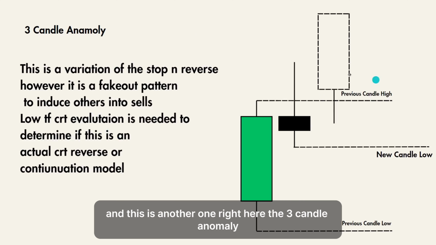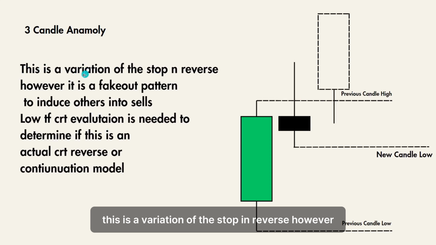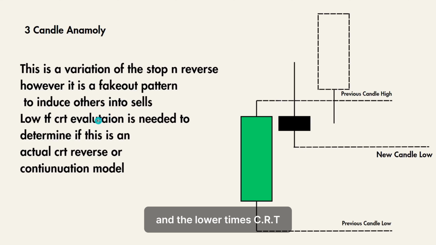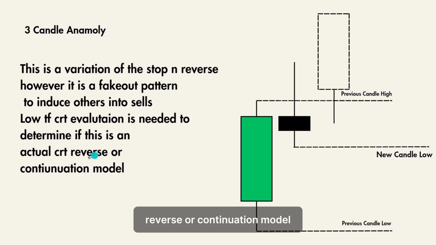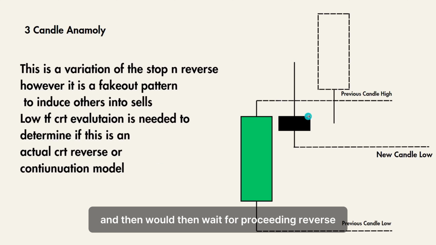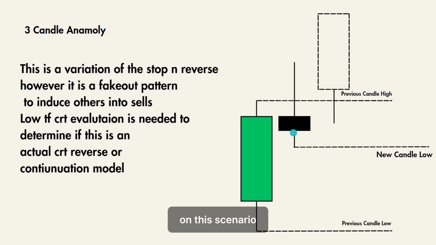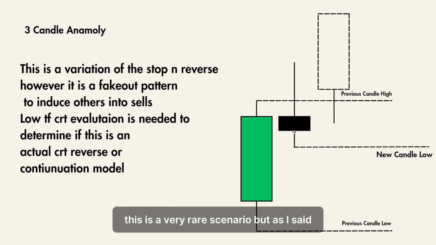Now, this is another one right here, the 3 candle anomaly. This is a variation of the stop and reverse. However, it is a fake out pattern to induce others into sells, and the lower time frame CRT evaluation is needed to determine if this is an actual CRT reverse or continuation model. As you guys previously saw, we were talking about the impulse, stop, and then wait for preceding reverse. In this scenario, this is a very rare scenario.